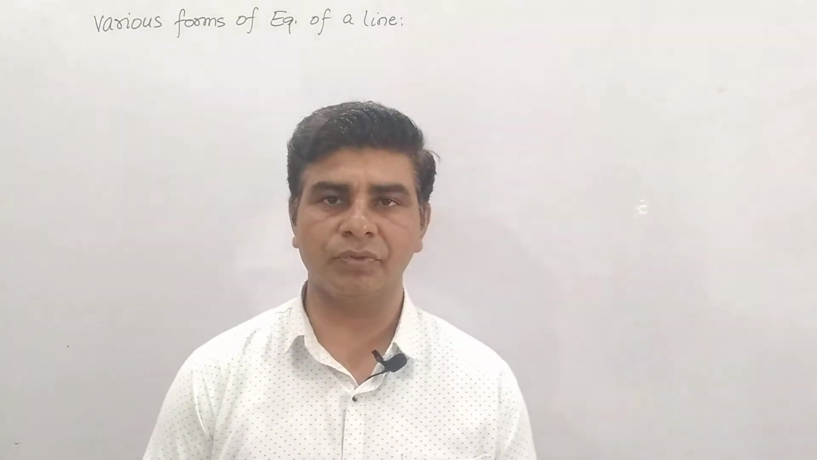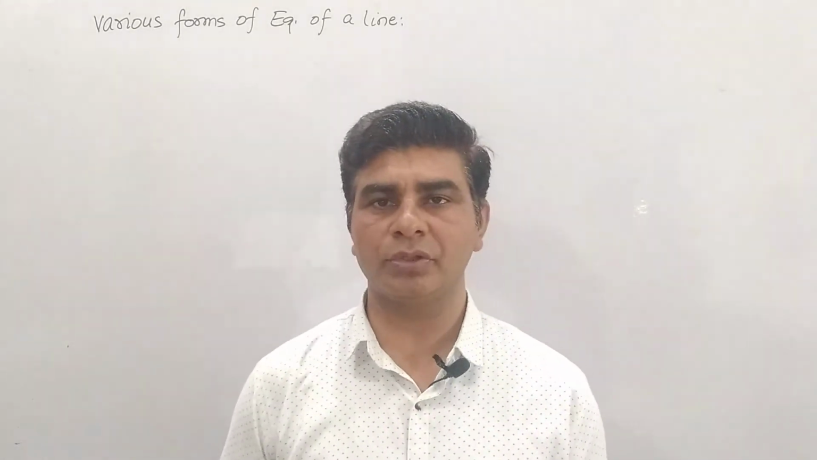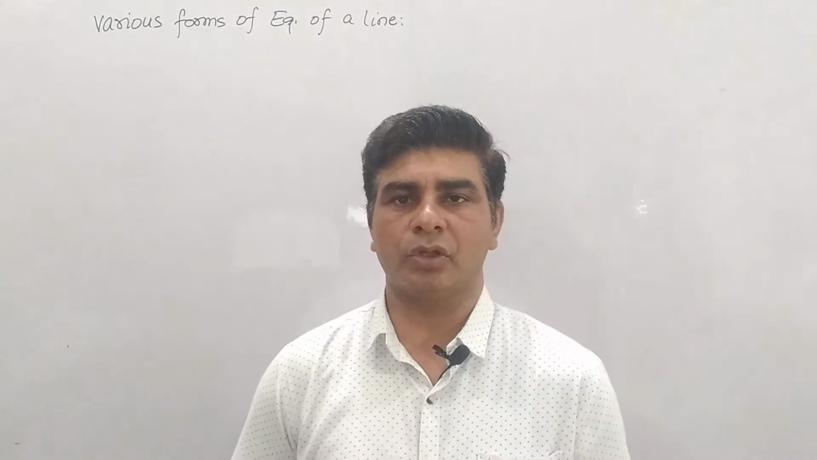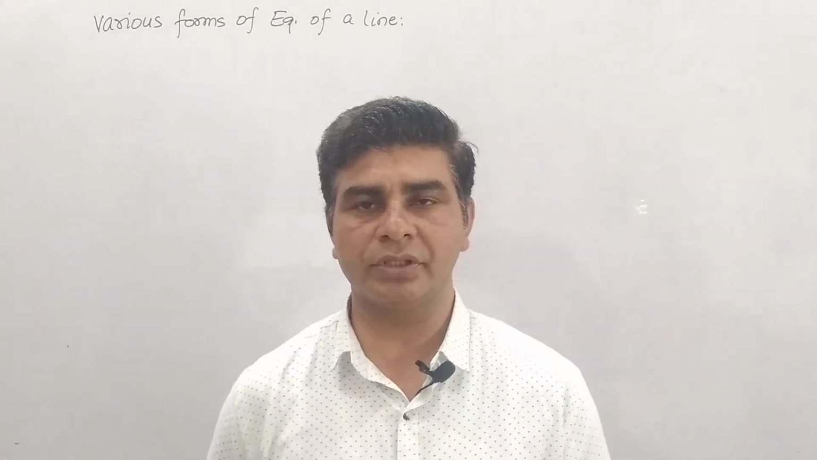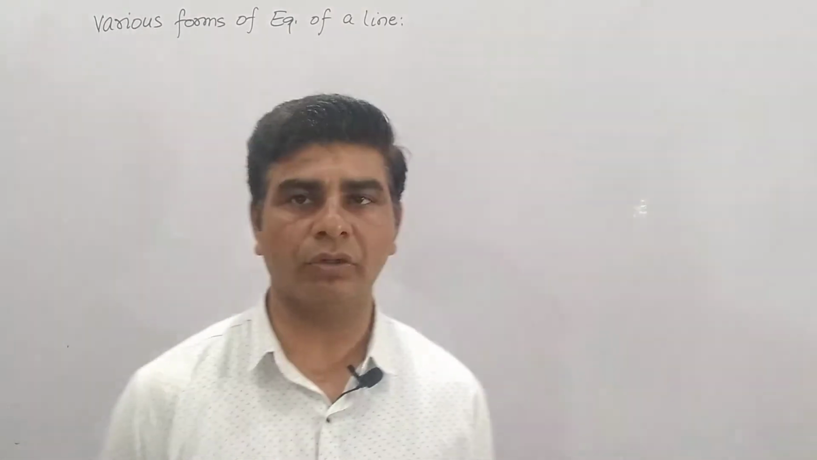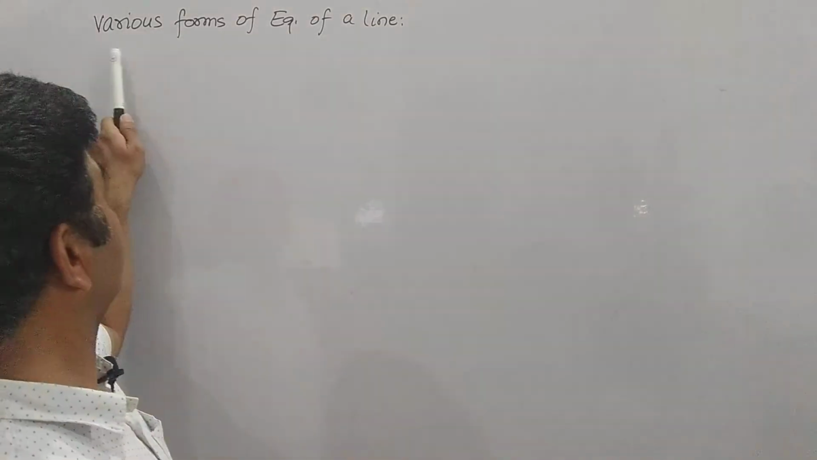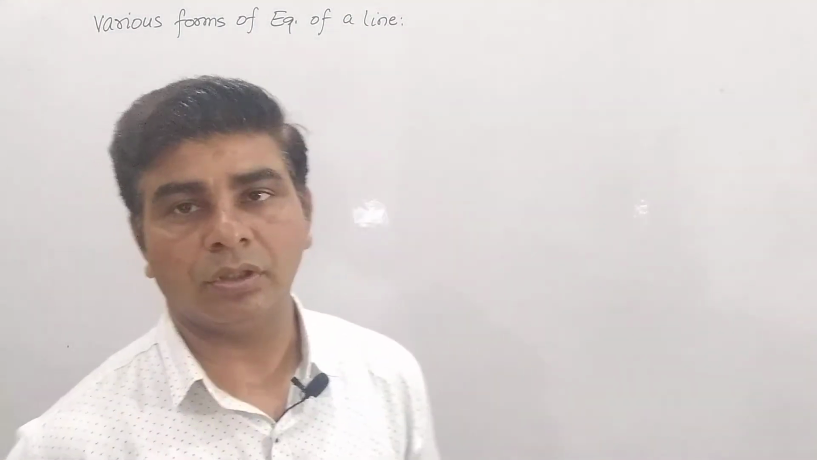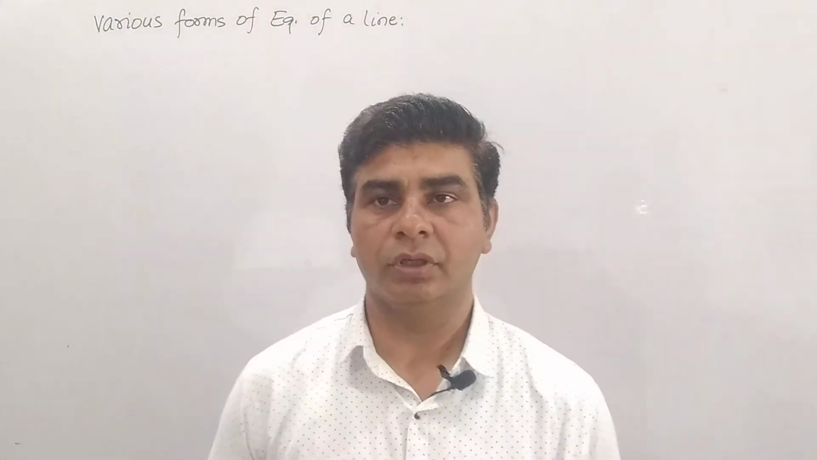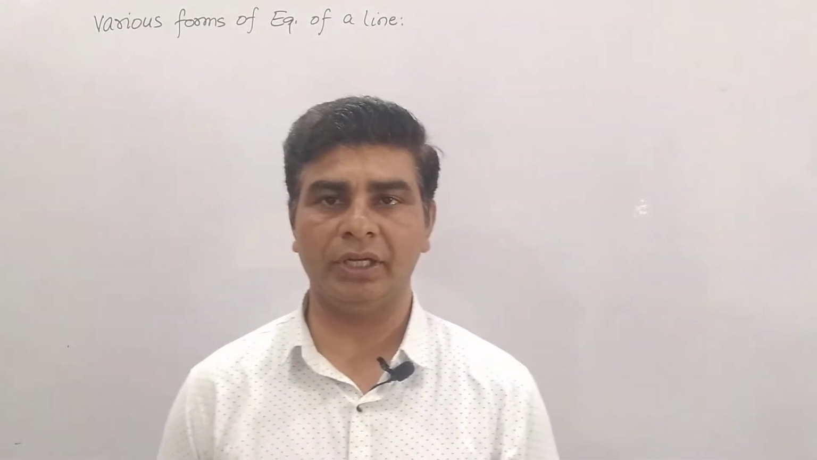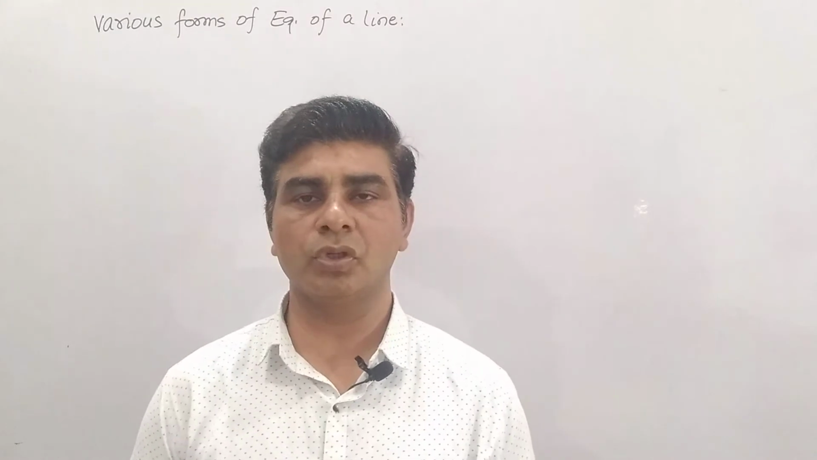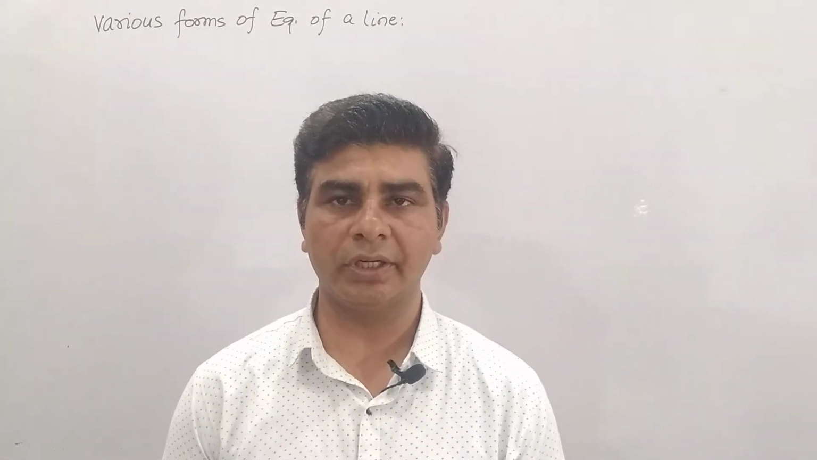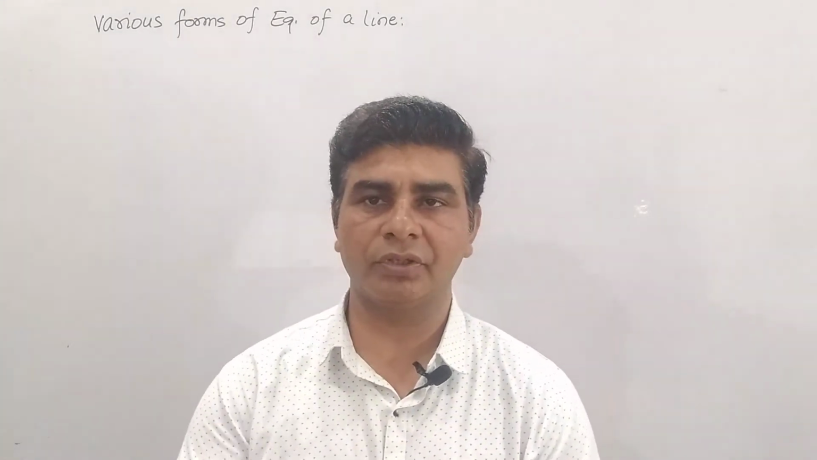Dear students, in the last videos we have discussed the slope of a line. How can we find the slope of a line? That was discussed in the last videos. Today we are going to discuss the various forms of the equation of a line. There are many forms in which we can find the equation of a line. Today we are going to discuss all those forms and conditions through which we can find the equation of a line.